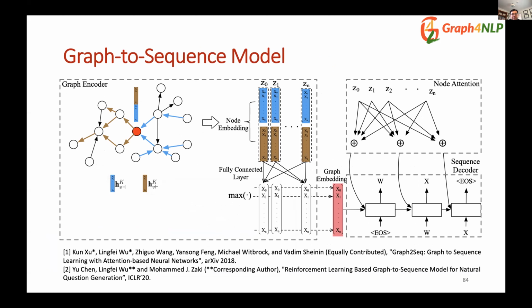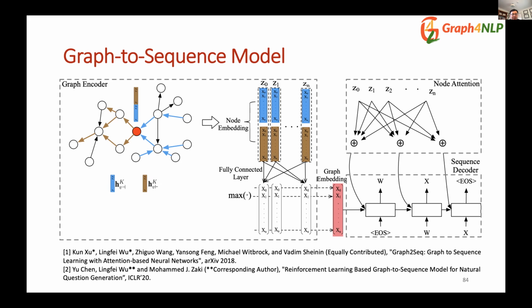This is a very generic model that we proposed in 2018. Now it looks like a very simple model. Essentially, you can think of it as having two parts: one is a graph encoder, the other is a sequence decoder. And of course, we want to have attention to enhance the model. If you're familiar with sequence models, you will know how important the attention mechanism is for a sequence model.